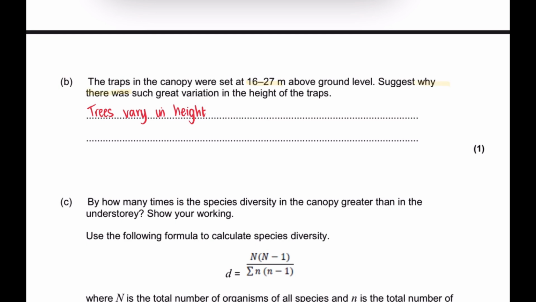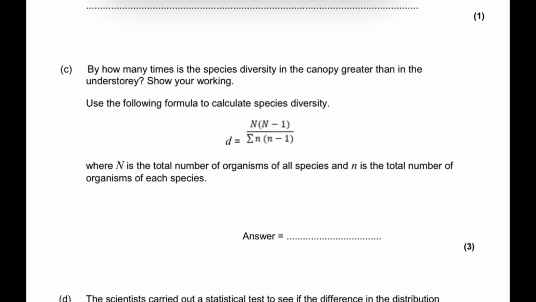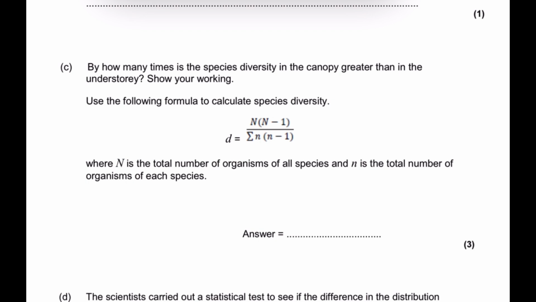The traps in the canopies were set at 16 to 27 meters above ground level. Suggest why there was such great variation in height of the trap. This is simply because trees vary in height and you want to make sure that you get every single type. C. By how many times is the species diversity in a canopy greater than its understory? Show your working and use the following formula to calculate species diversity.